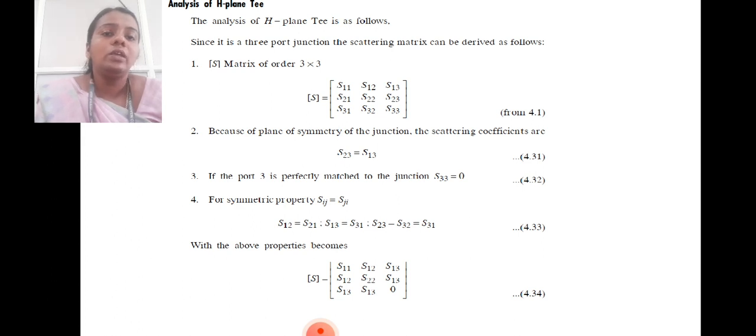And by using the symmetric property, Sij is equal to Sji, that is S12 will be equal to S21, S13 is equal to S31, and S23 is equal to S32. So using the above properties, we will be getting the scattering matrix S is equal to S11, S12, S13, S12, S22, S13, S13, S13 and 0.